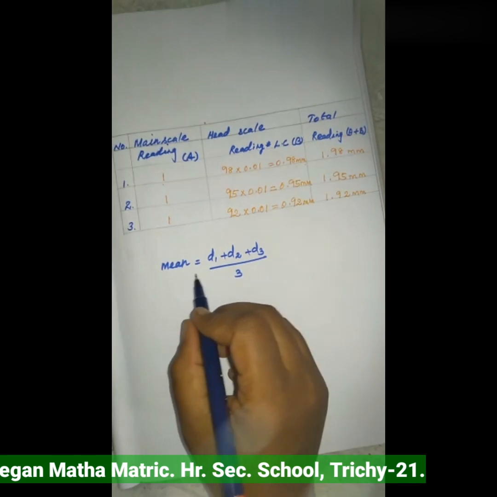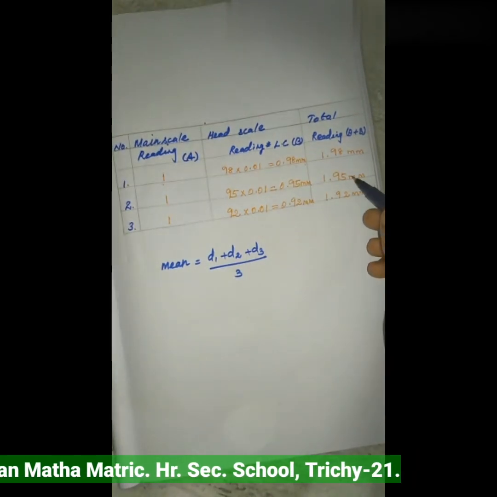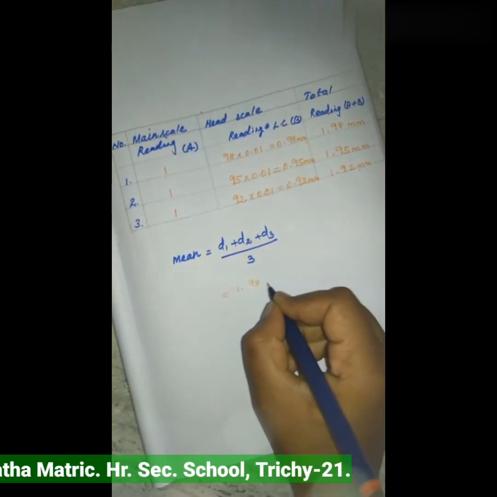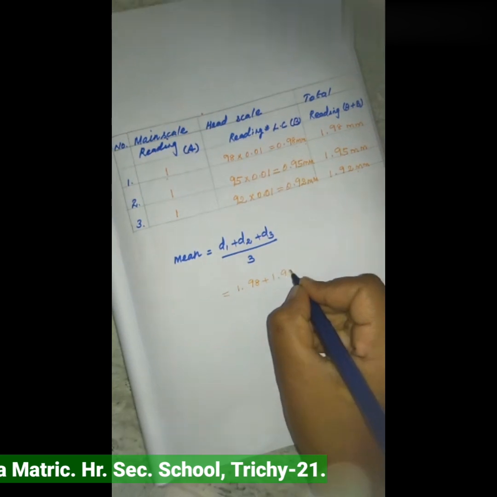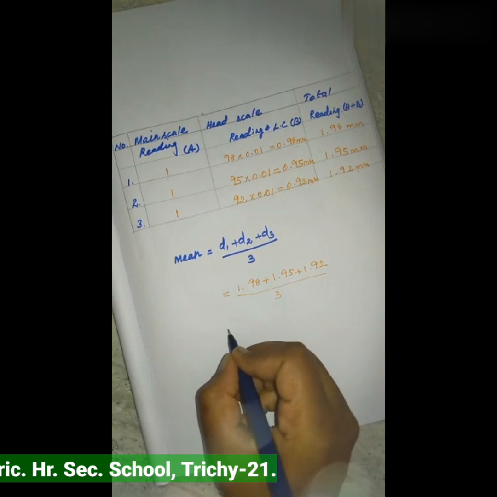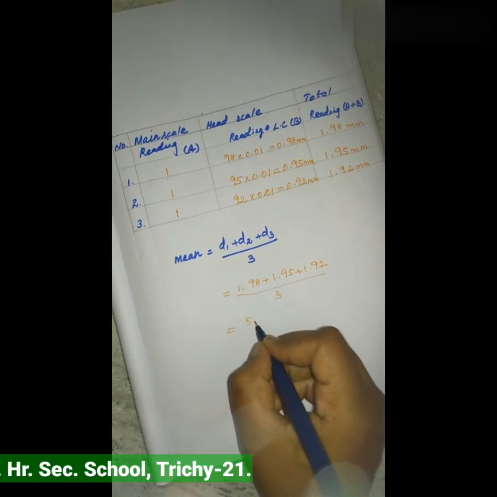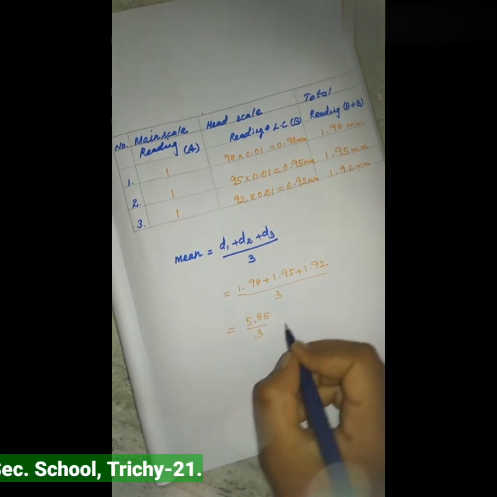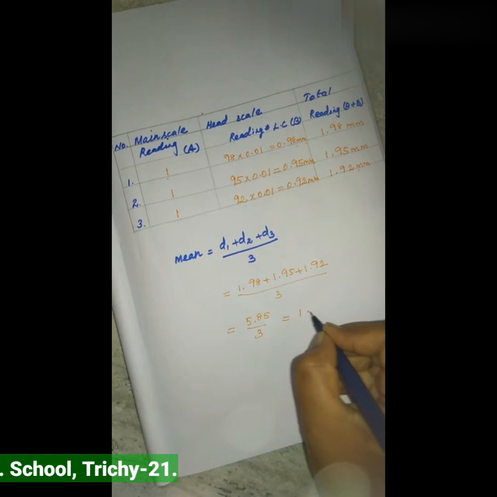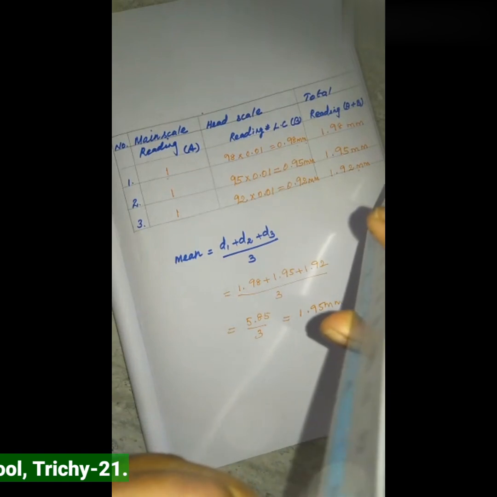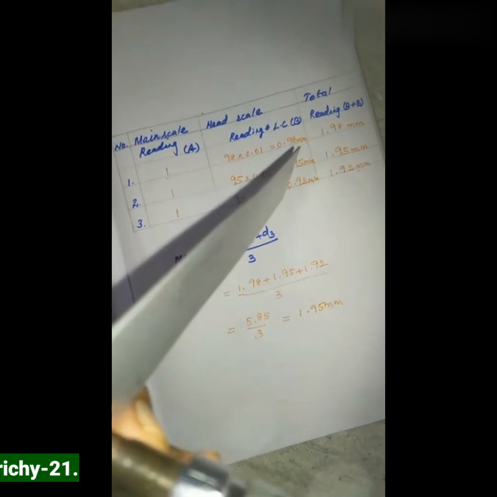Therefore, the mean value is equal to D1 plus D2 plus D3, that is 1.98 plus 1.95 plus 1.92 divided by 3. That is equal to 5.85 divided by 3. So the mean value is equal to 1.95 millimeter. So the screw gauge is used to measure the thickness of the scale, and the value is equal to 1.95 millimeter.